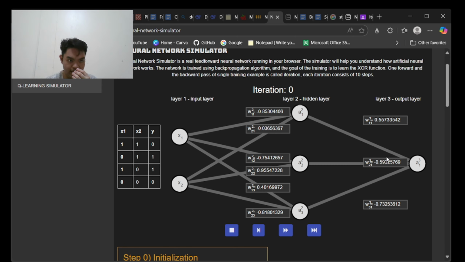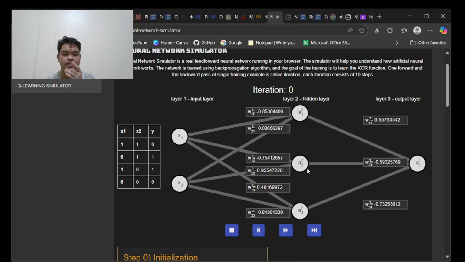And as you can see on the side, this table is the XOR training data. If the input is 1 and 1, the output should be 0. If the input is 0 and 1, the output is 1. If the input is 1 and 0, the output should be 1. And if the input is 0 and 0, the output should be 0. So it's like thinking of 0 as false and 1 as true.